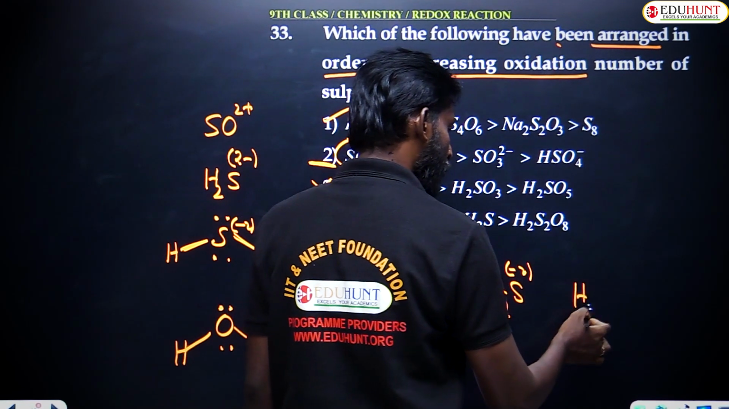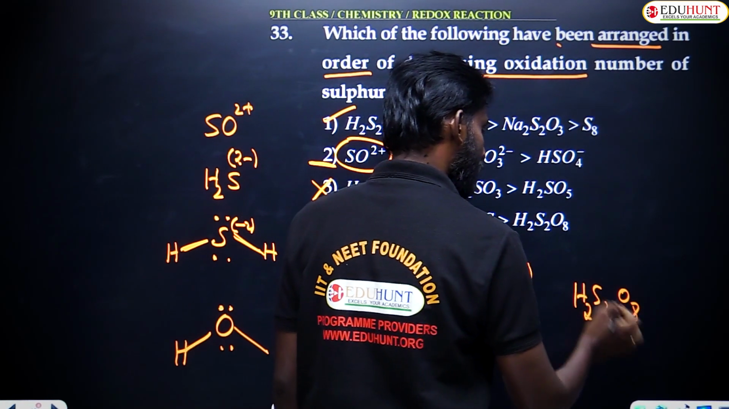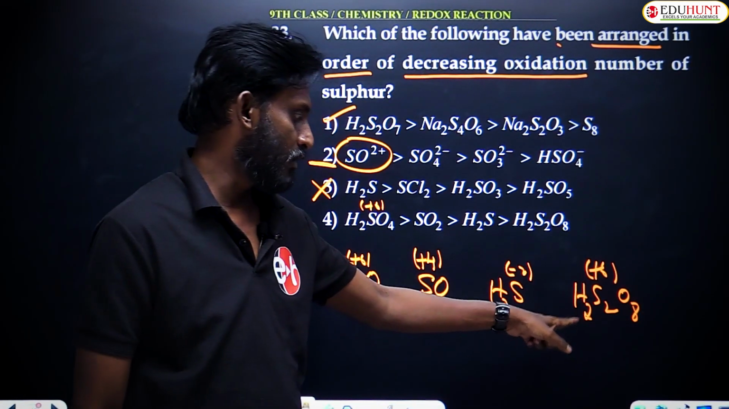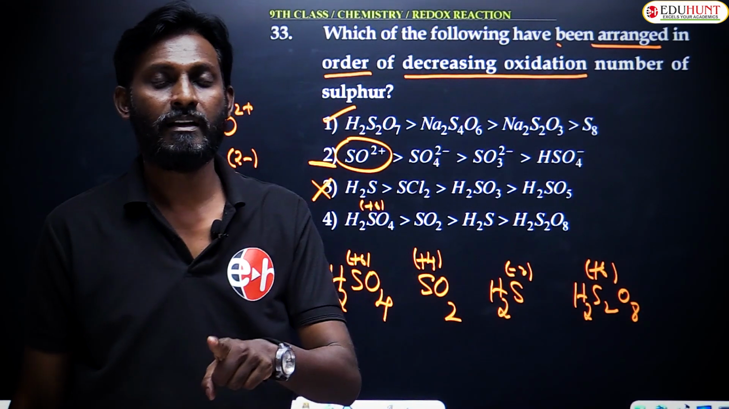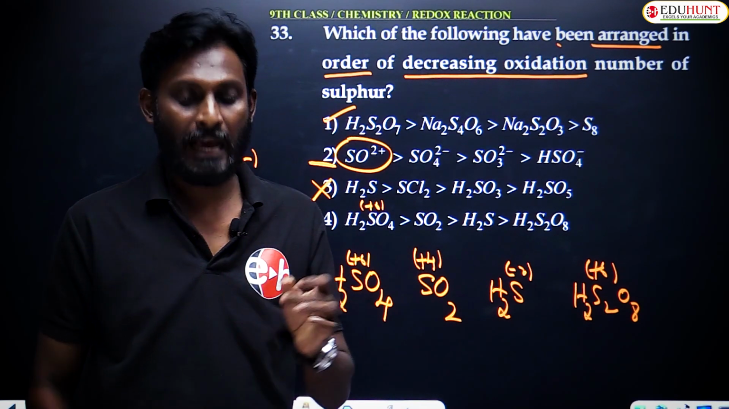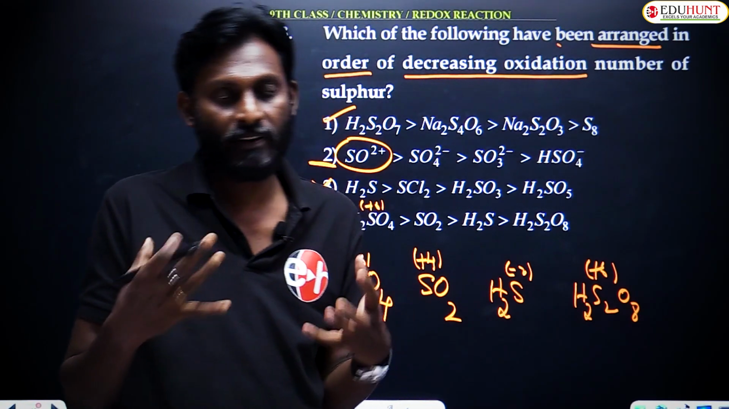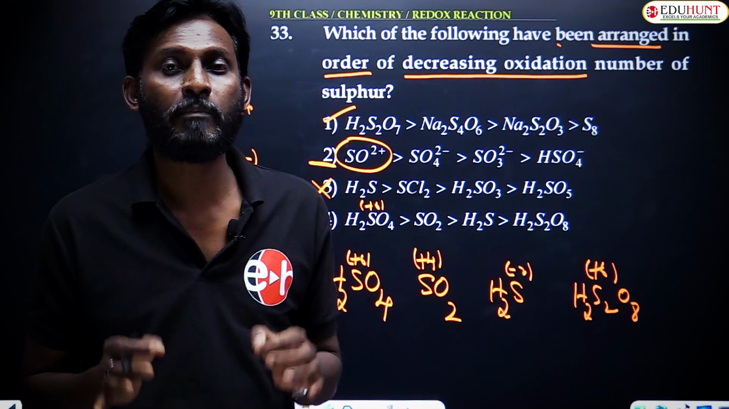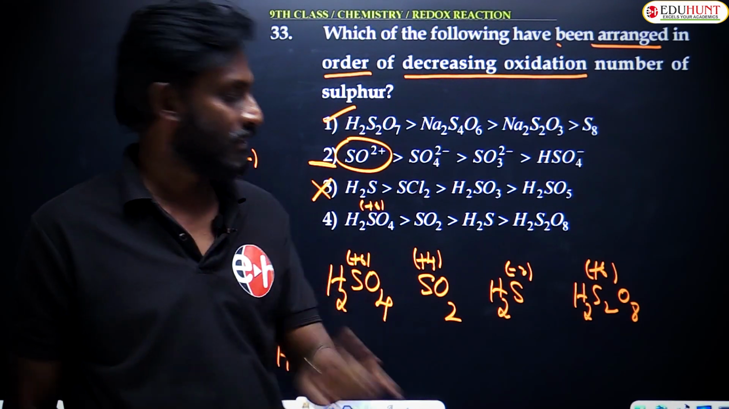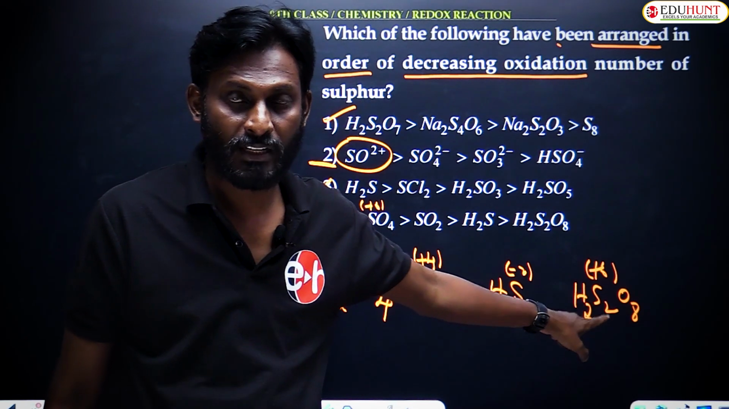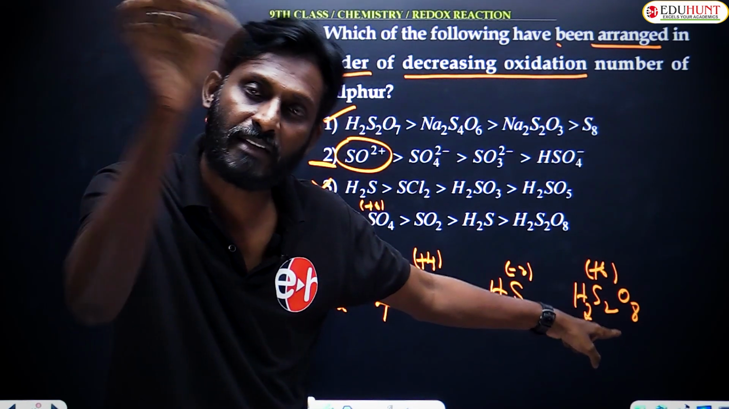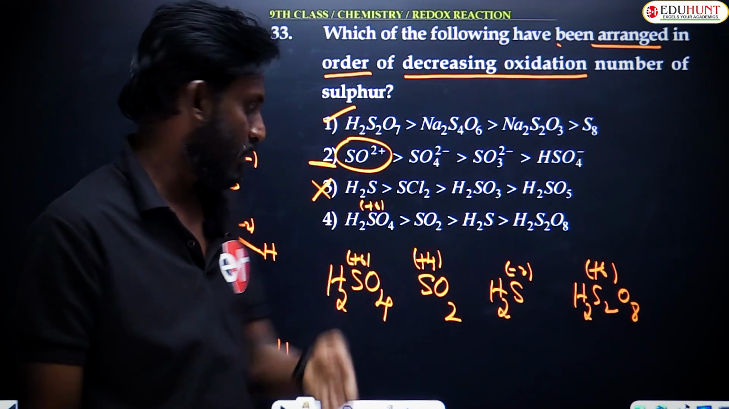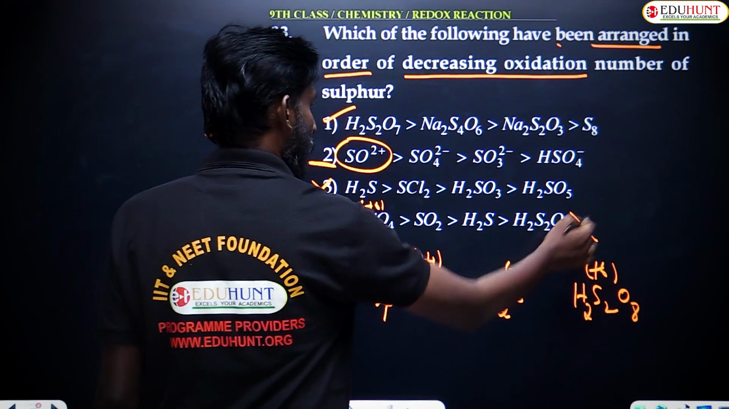In H2S2O8, sulfur is in plus 6 state. You don't know what this H2S2O8 is. I have explained in theory videos. I made a special video for some special oxidation states. There I explained about peroxy disulfuric acid. This is peroxy disulfuric acid. Here sulfur is in plus 6 state. So minus 2 after plus 6. We need the decreasing order. So this is not correct.